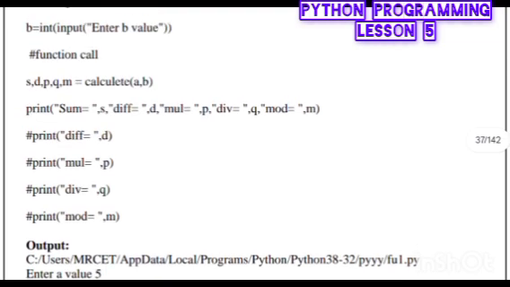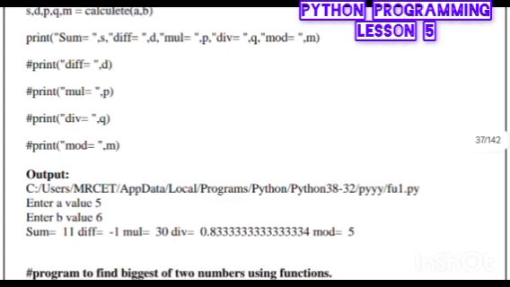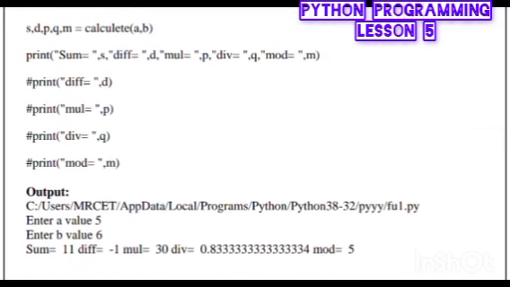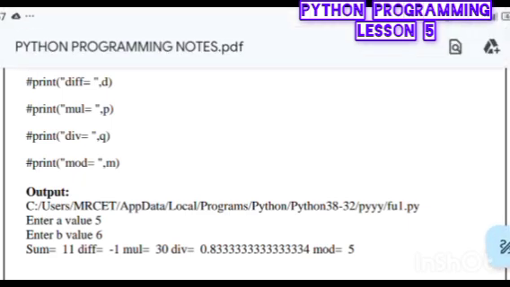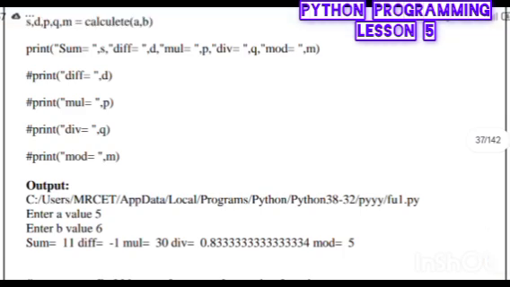Print the values here. Here we calculate the sum, difference, multiplication, division in this order. Here we use sum equal to 11, difference equal to... these are comment lines, hash, these are comment lines. Sum equal to 11, difference minus 1, multiplication 3, division equal to 0.3, modulo equal to 5. We print the output like this.